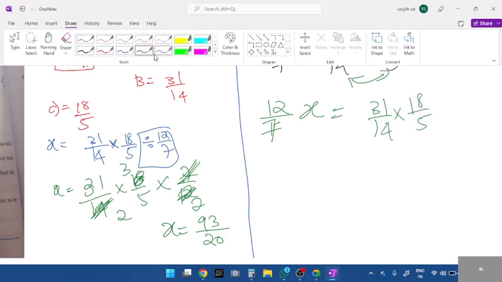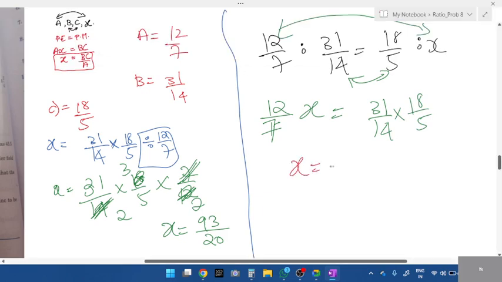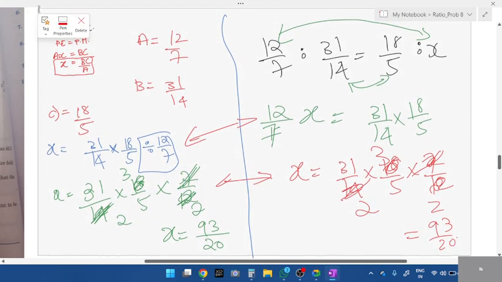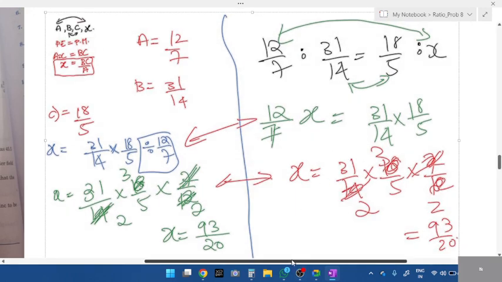Very good. What happens to 12 by 7 if it goes to the other side? No, multiplication. What happens to 12 and 7? Into, very good. Can you see both the steps are the same? They are almost the same. So 7 ones are 7, 7 twos are, 6 threes are 18, 6 twos are. Are we getting the same answer? Yeah. The fourth term is 93 by 20, students. That's the fourth term.